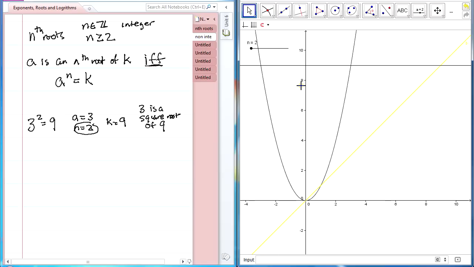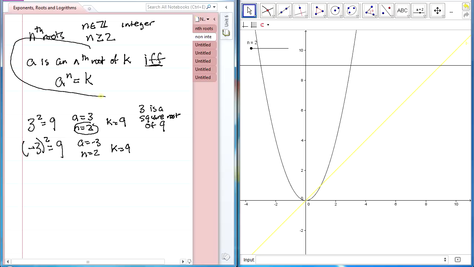The 9 crosses here, and you'll see that I have not just one solution at negative 3, 9, but I also have another solution at positive 3, 9. But I mentioned the negative 3, 9 first, but I didn't write that over here. And that actually leads us to understand that since negative 3 squared also equals 9, yes, my a is negative 3, but everything else is still the same. By our definition up here of what an nth root is, we would also have to say negative 3 is a square root of 9.